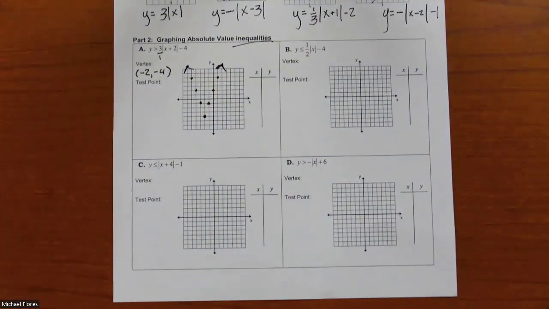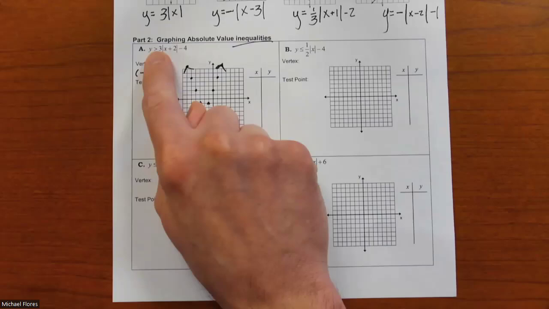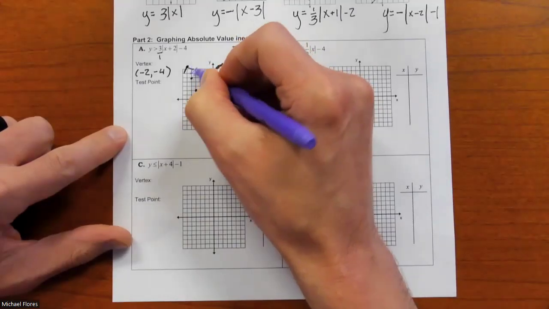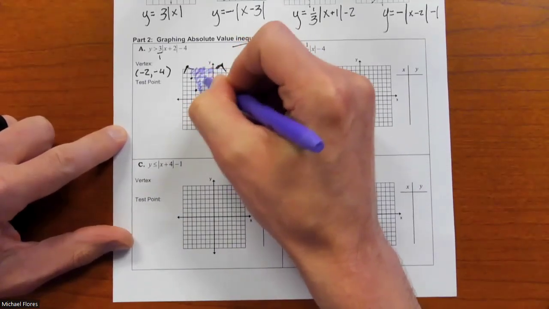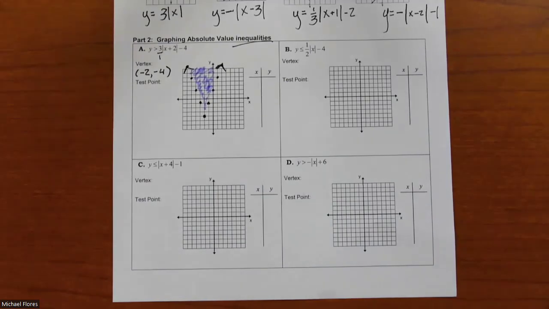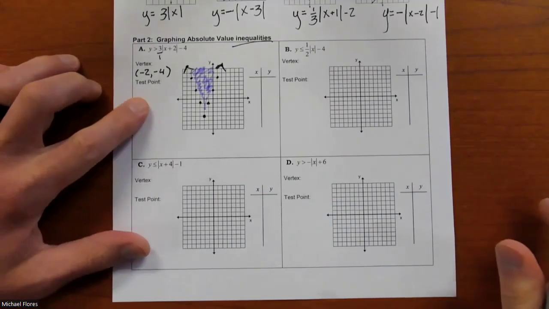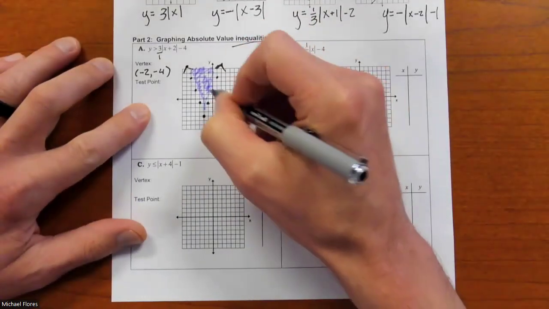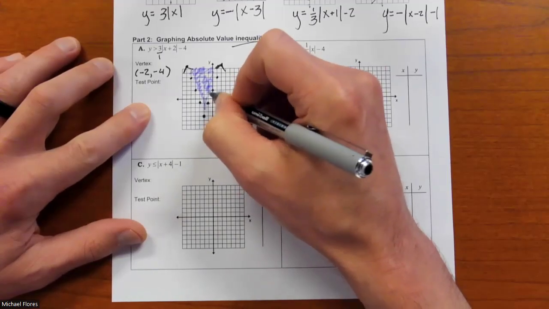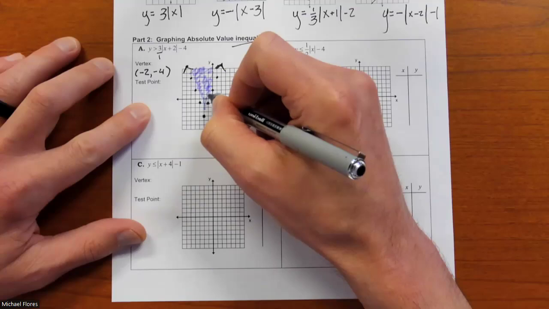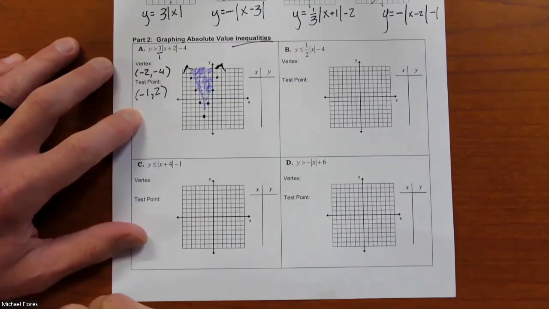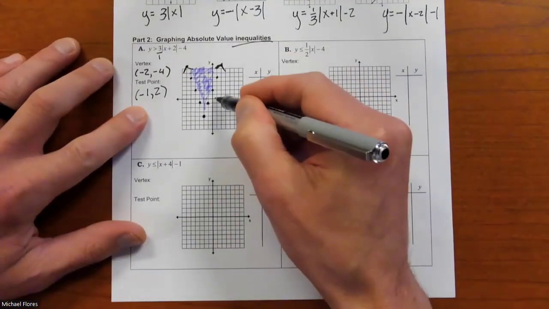Now we do have to do some shading. This is a greater than symbol, greater than. All the values where y is increasing is that direction. So we want to shade everything that's going to be in this zone here. Test point, you could put anything, any ordered pair that is in your purple zone here. So you could go left 1, up 2, and that would be a solution to this particular set of inequalities.